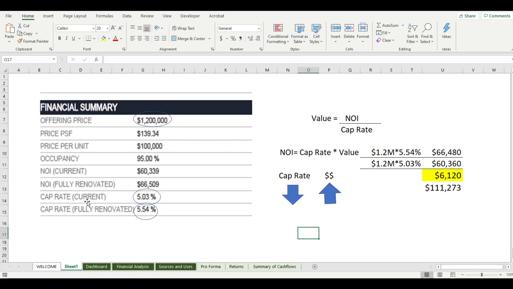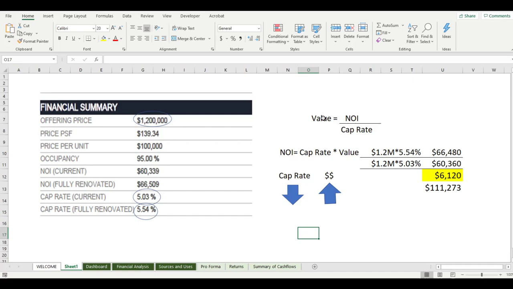So in this case, what they're saying is that based off of the current operations of the property, the cap rate that you'd be purchasing at based off the NOI that's currently in place would be a 5.03 cap. The cap rate based off of the fully renovated numbers, the broker's pro forma numbers, would be a 5.54 cap, meaning that you're getting more bang for your buck. That's what the broker is trying to tell you.